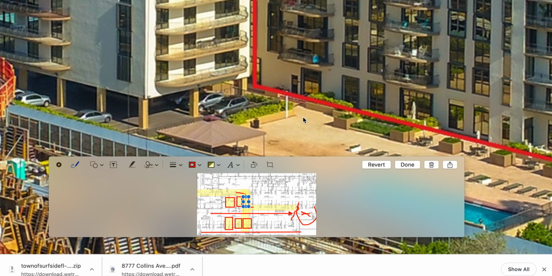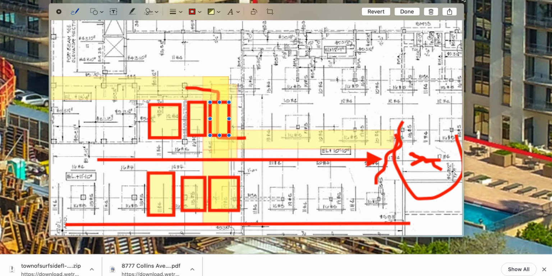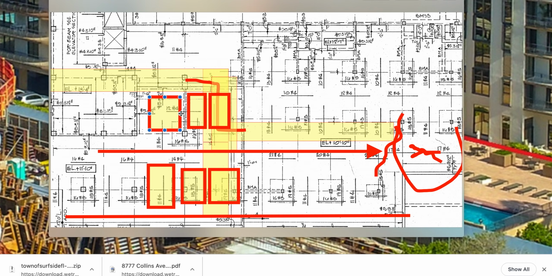Three cars. 1, 2, and 3. So 2 are on that side of the column and 1 over here. Okay, there we go. So 2 on that side, 1 over here. That one's right pressed against the wall. So I put the 2 over here, and I move this one over here.